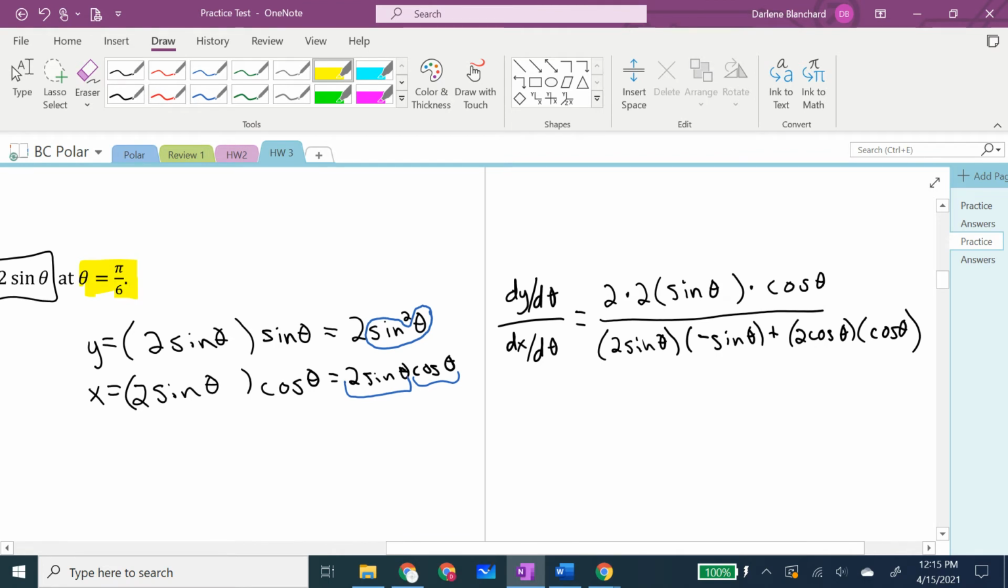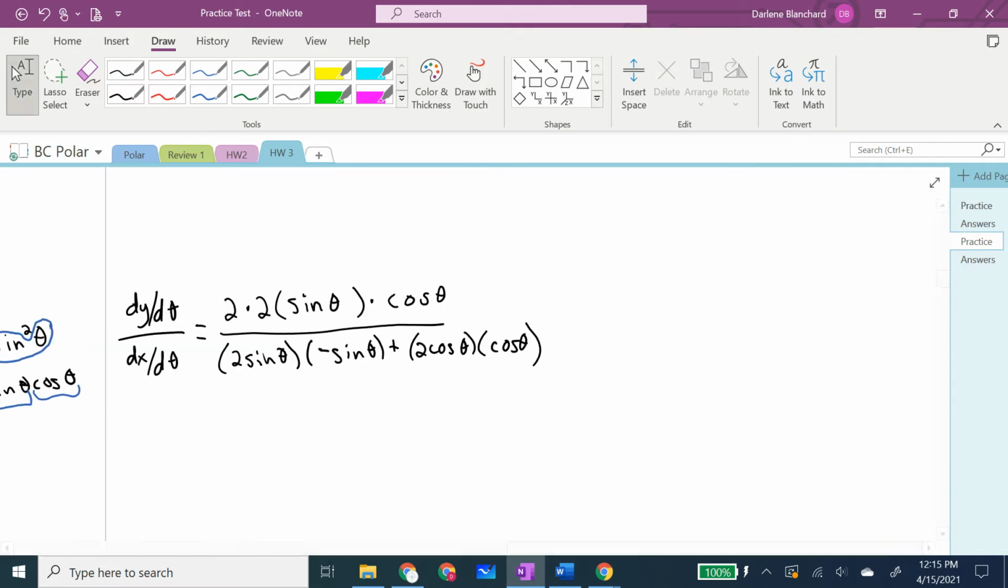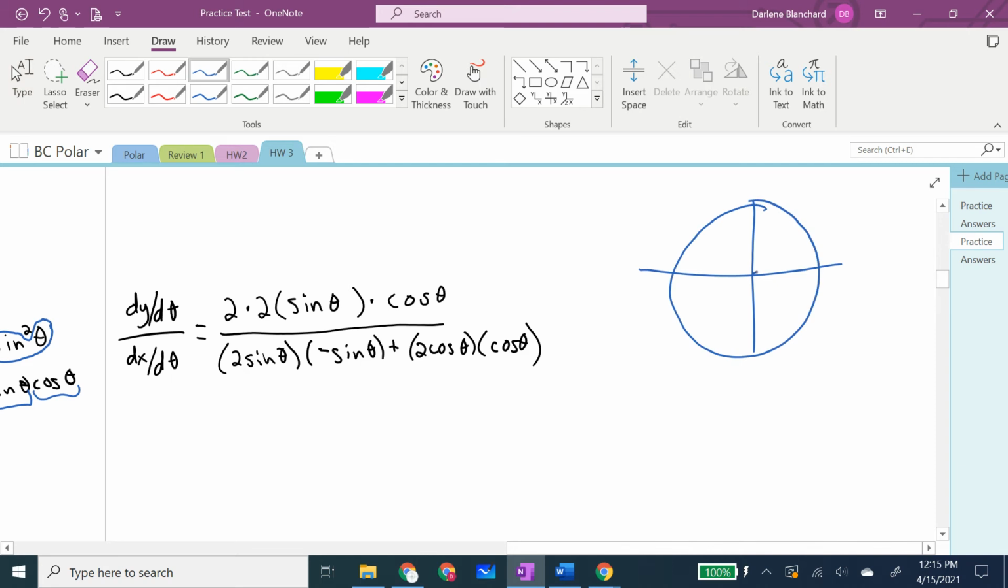Then you're going to plug pi over 6 in, and you need to know the sine and cosine of pi over 6. So unit circle time, here we go. Angle pi over 6. You know that there's pi over 6 and pi over 3 cut it into thirds, and then there's a pi over 4 cutting it in half. The x-coordinate of this point is your cosine, and that is 3 special numbers out. So the cosine is root 3 over 2.